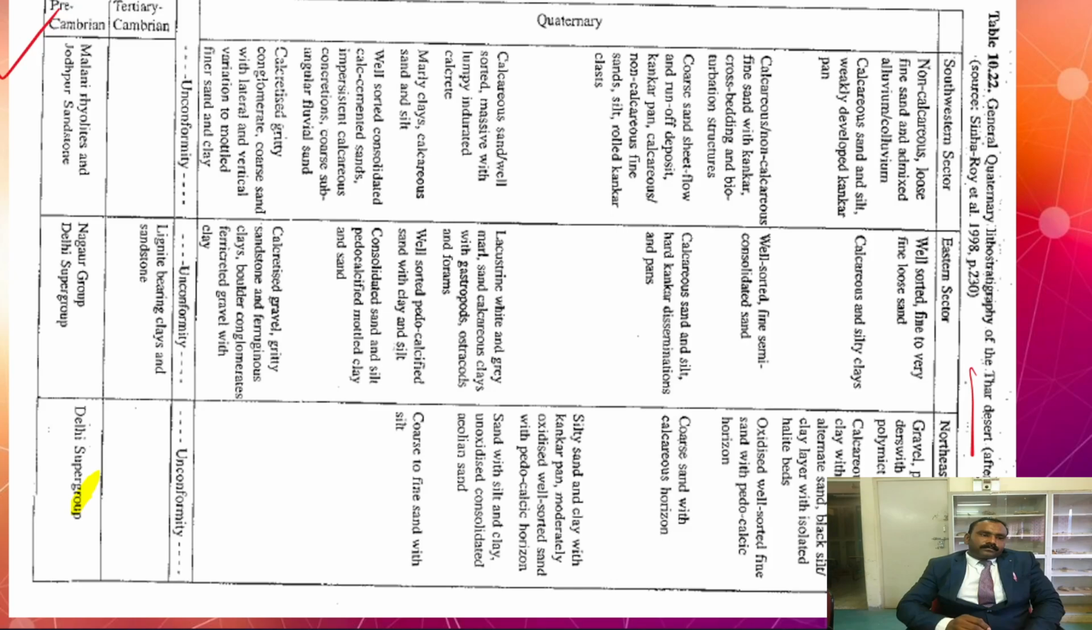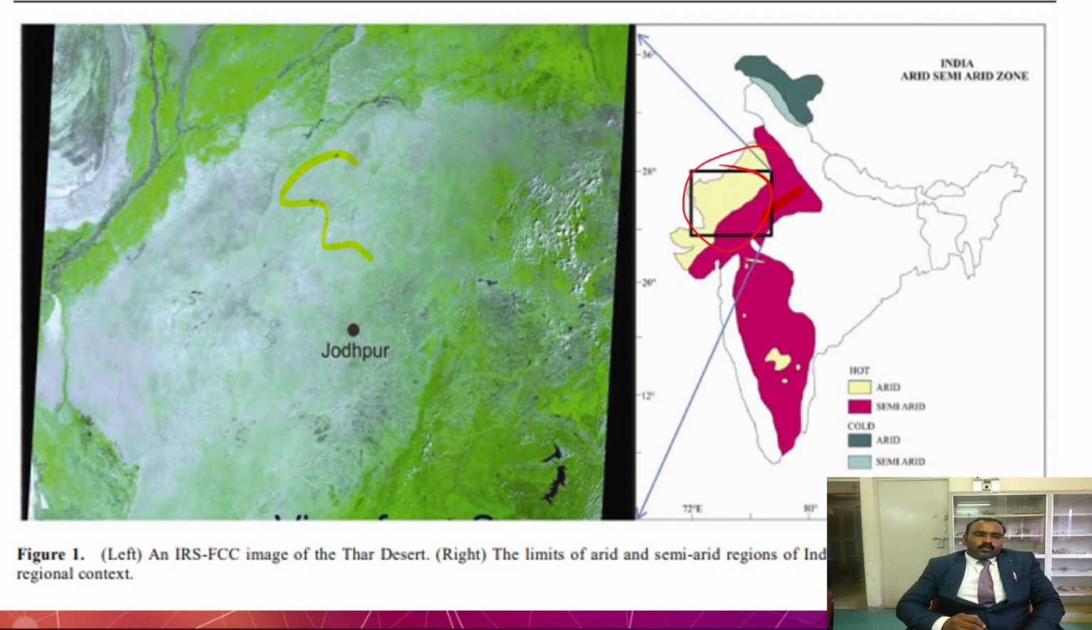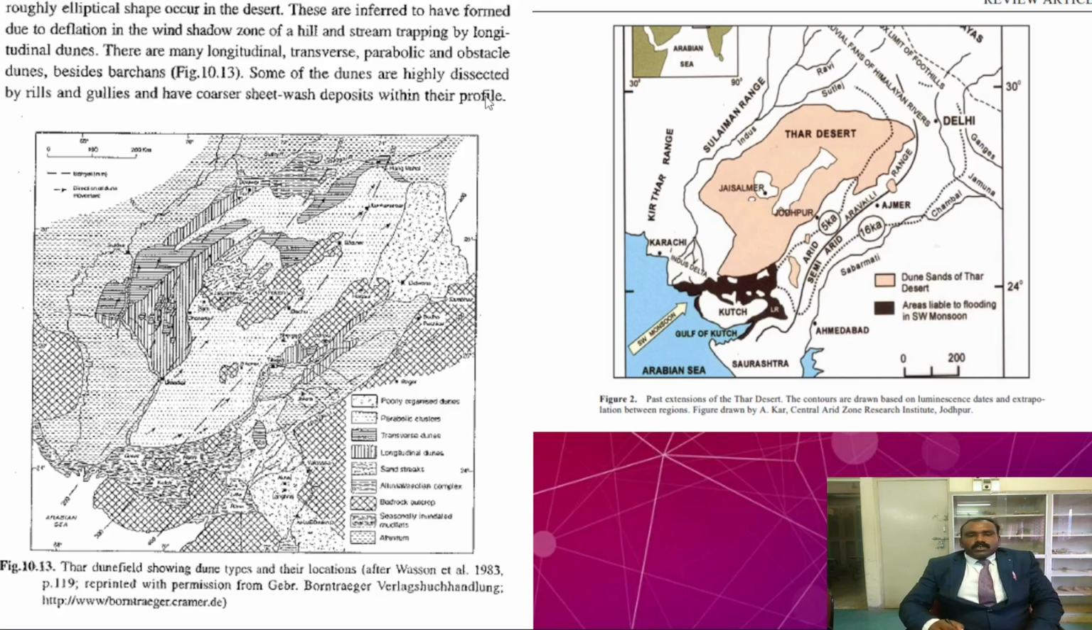This is the Thar Desert, which shows many physiographic depressions, and there are many longitudinal and transverse, parabolic, and obstacle dunes, besides the barchans. So we may find different kinds of geomorphological features. You know what dunes are, and how dunes can shift from one place to another. Dunes may be crescent shaped, and other kinds of dunes may be observed in the Thar region.